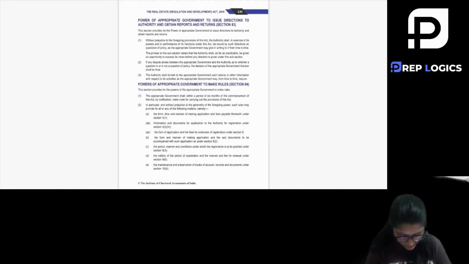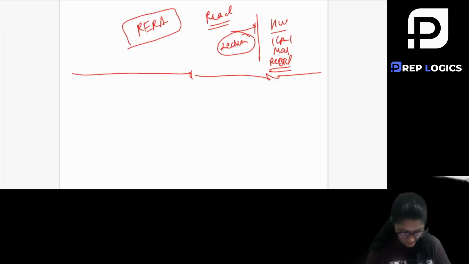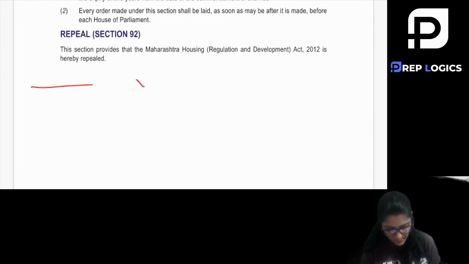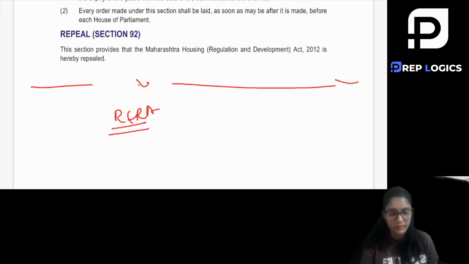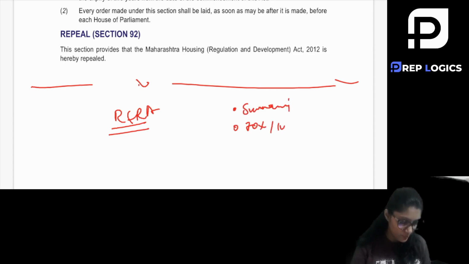Now miscellaneous points, just read them, not much important. Power to make regulations, members, etc. Now with this we have completed our RERA Act. Okay, our RERA Act has been completed. Mainly, the points in RERA, the summary points, we have covered. Okay, the 70%, 10% point we have covered. Then we have covered the pure theoretical points, which you just need to read once.